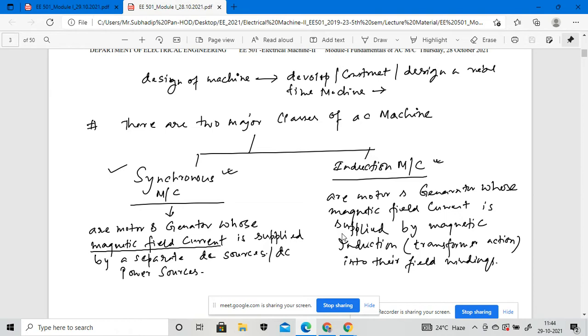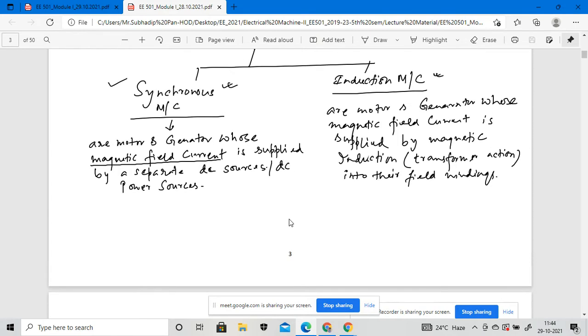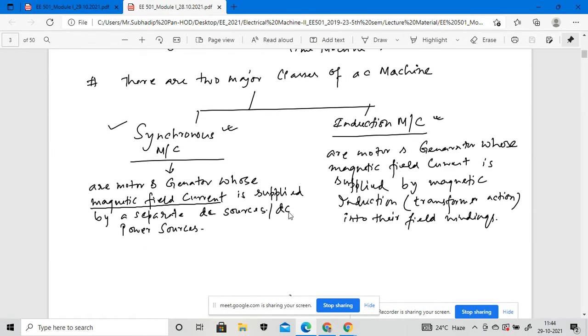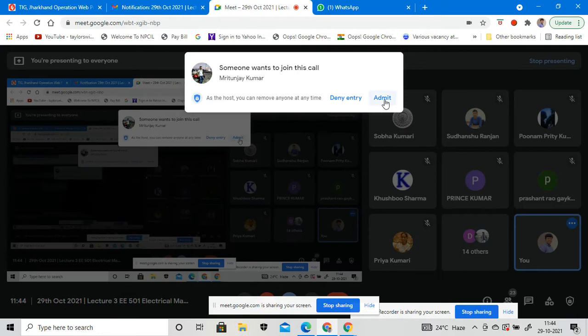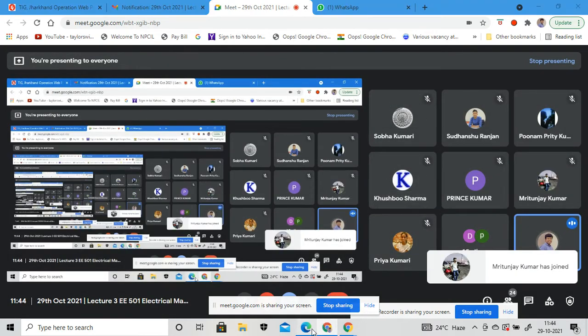In interviews, sometimes the interviewer will ask this type of question: what is the difference between the synchronous machine and the induction machine? So briefly, we will discuss in module 3 and module 4 the synchronous machine and the induction machine, their operation, and the various kinds of losses that occur.